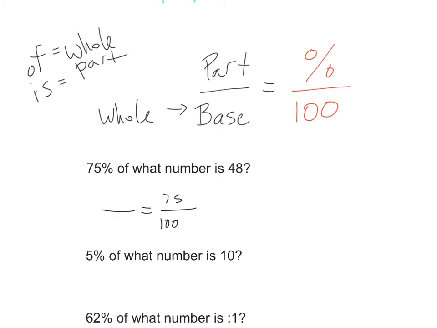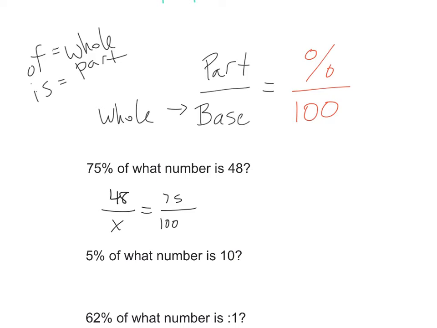Okay, so now filling in the part and the base. 75% of what number? So of what number seems to go together. And we know that of represents the whole, which is the bottom or the base. So of what number? Wait, they're not telling us what number. So what do we do when we don't know something? We put in a variable. Is 48. Well, is is the part, and it seems like 75% of what number is 48. Is seems to go with 48, which is the part, which is on top. So we're going to put the 48 up there.